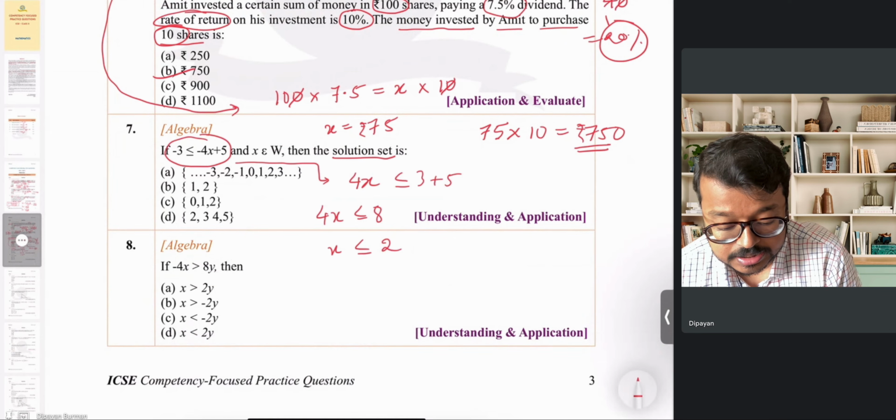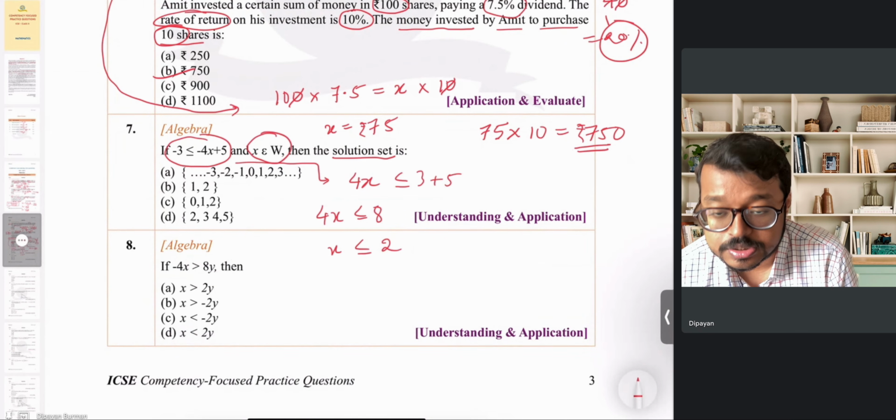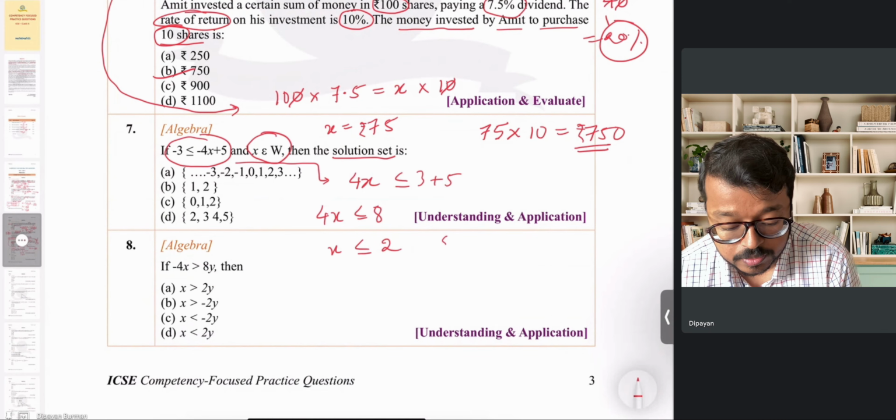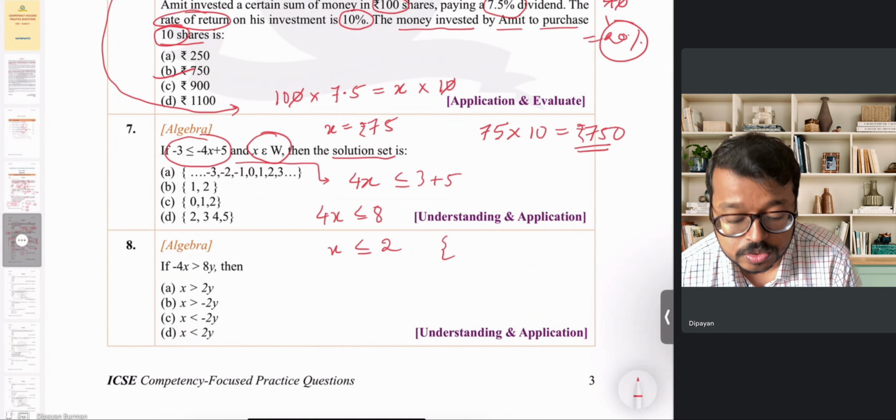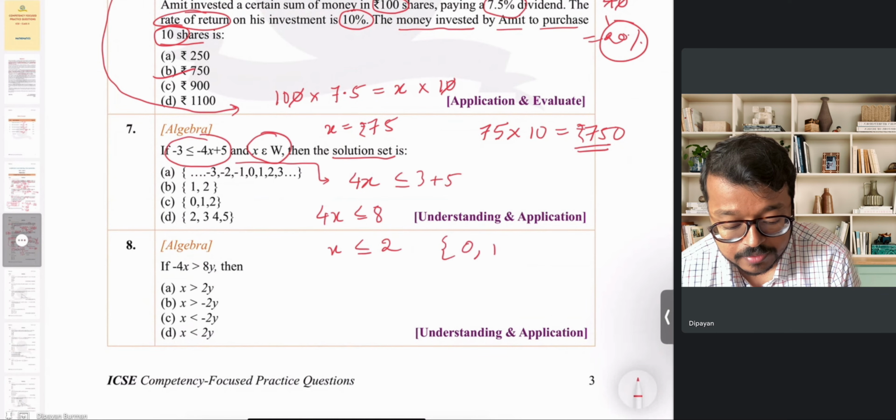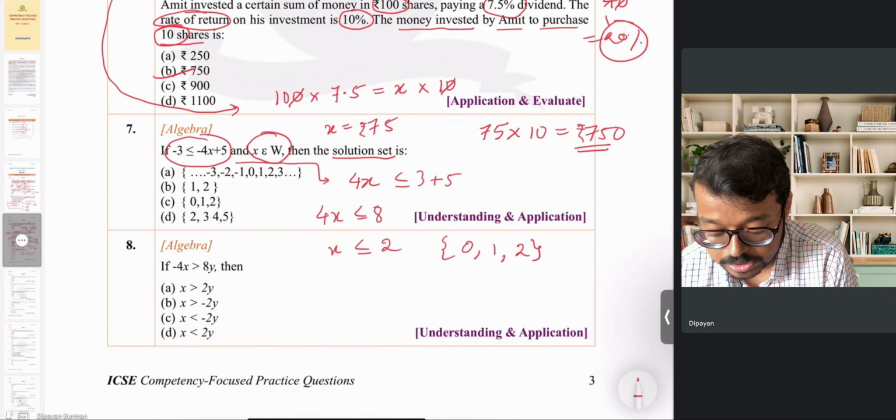Okay, now x less than or equal to 2 and x belongs to whole numbers. So if I look at which are the whole numbers less than or equal to 2, we have 0, we have 1, and we have 2, which is option number C.